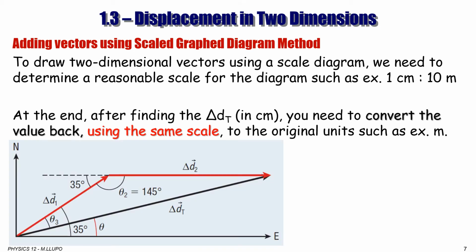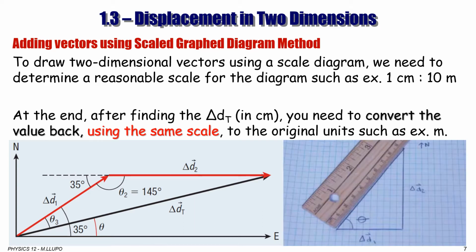Here is one example. If you have to draw a vector delta D1 and delta D2, you know exactly that delta D1 is shorter than delta D2. And you can say that delta D1 is east 35 north. Delta D2 is east. So the delta D total is the line that joins where delta D1 starts to where delta D2 ends. You join it, you measure it, and you scale it back. You convert it back to the original units.